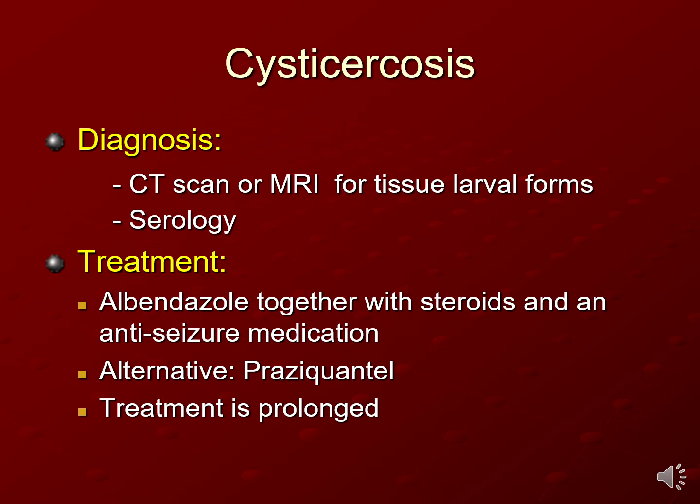Diagnosis: CT scan or MRI for tissue larval forms. Serology can be very helpful as well. Treatment: albendazole together with steroids and an anti-seizure medication, of course. The alternative would be praziquantel, and the treatment is prolonged.